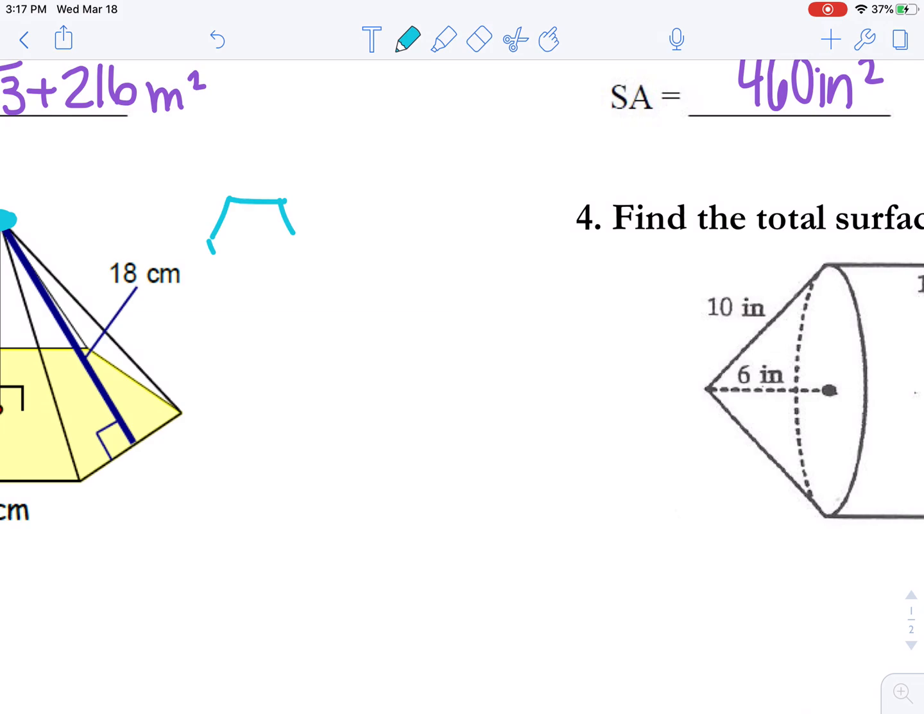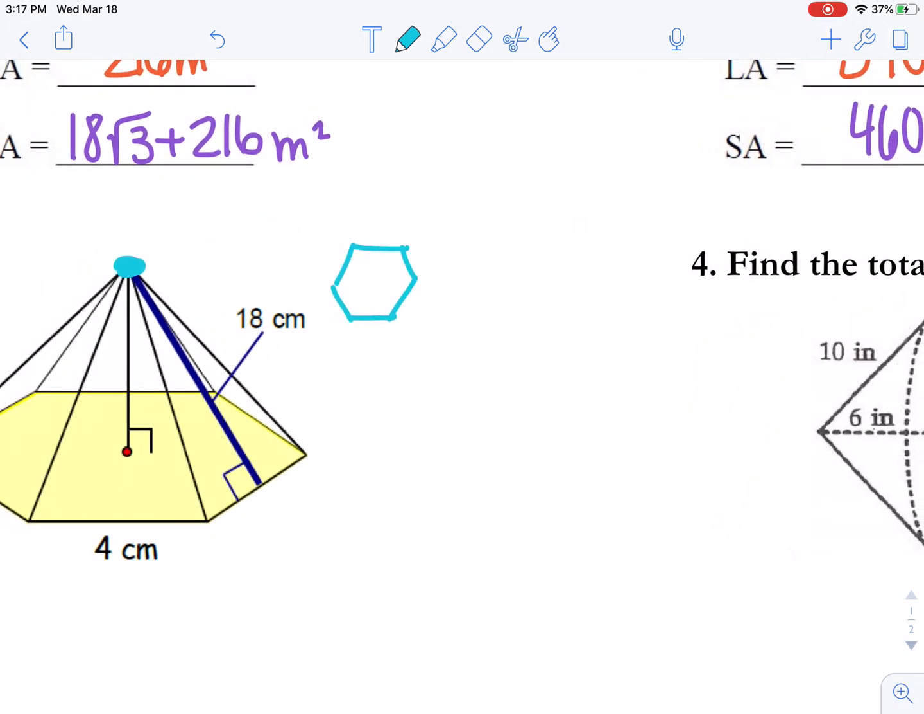And we have a regular hexagon here. So for the perimeter, each of the sides is 4. There are 6 sides, each of them 4 centimeters. 6 times 4 is 24. And for the area of our regular hexagon, there are 6 equilateral triangles, so 6 times side squared root 3 over 4. The area of our base comes out to be 24 root 3.